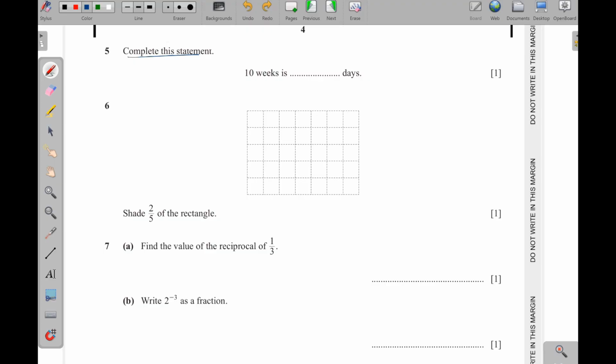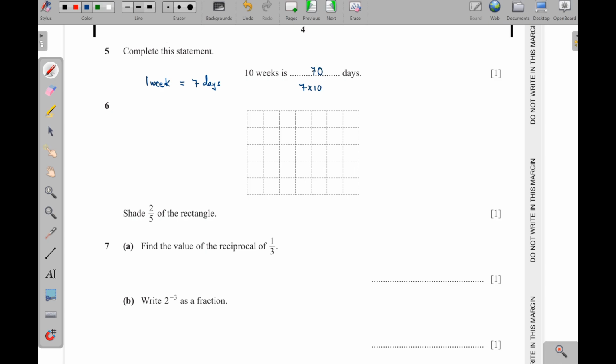Question 5, complete this statement. 10 weeks is dash days. We know that 1 week is equal to 7 days. So that means 10 weeks is equivalent to 7 times 10, which is going to be 71 days.